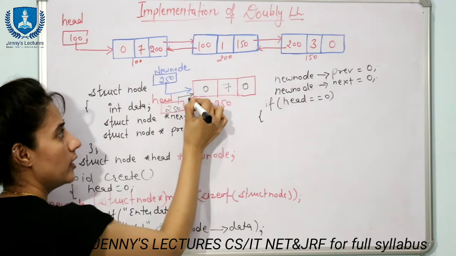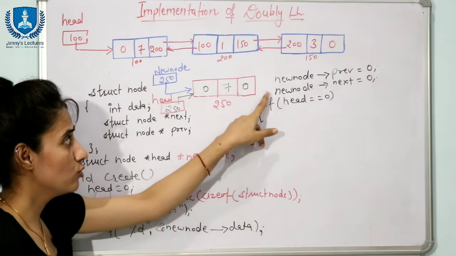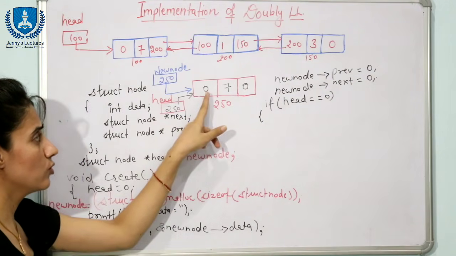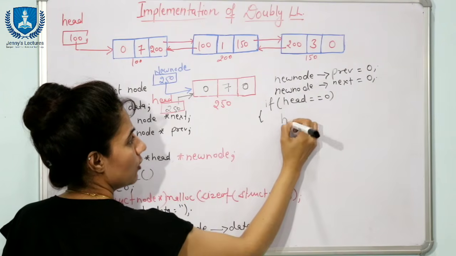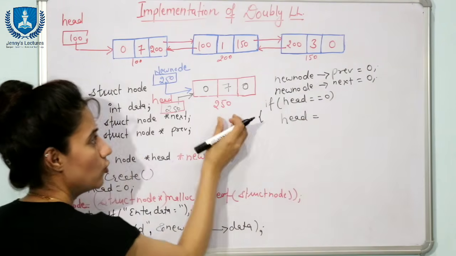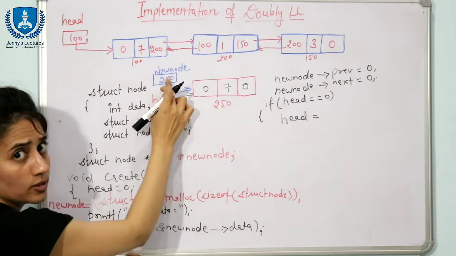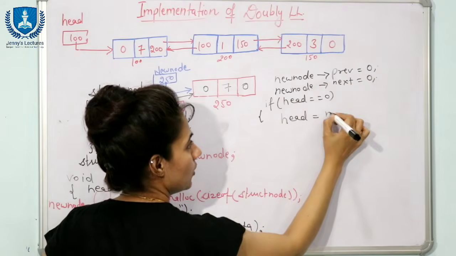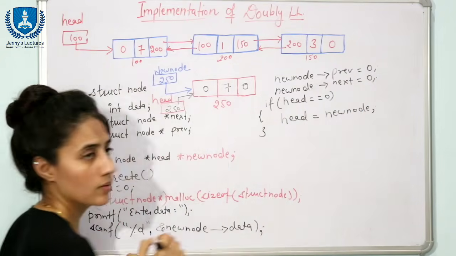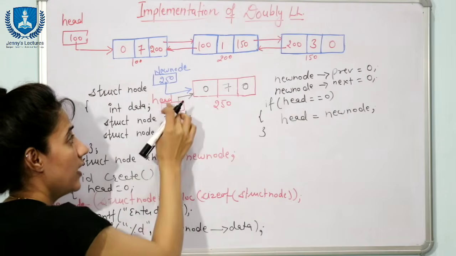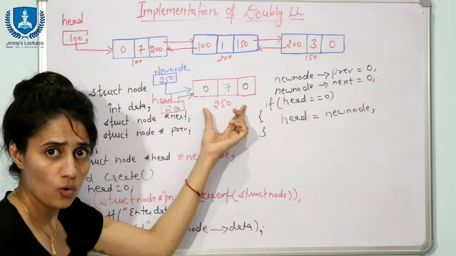So now head is pointing here, right? And in the next node also 0, there is no next node. There is no previous node, that is also 0. So simply what will you write here? In head we are going to store, from where can you get 250? See, this pointer is also containing 250 because this is a pointer to this node. So in head you can write new node, right? If head is equal to 0, in that case, now we have one node in the linked list.